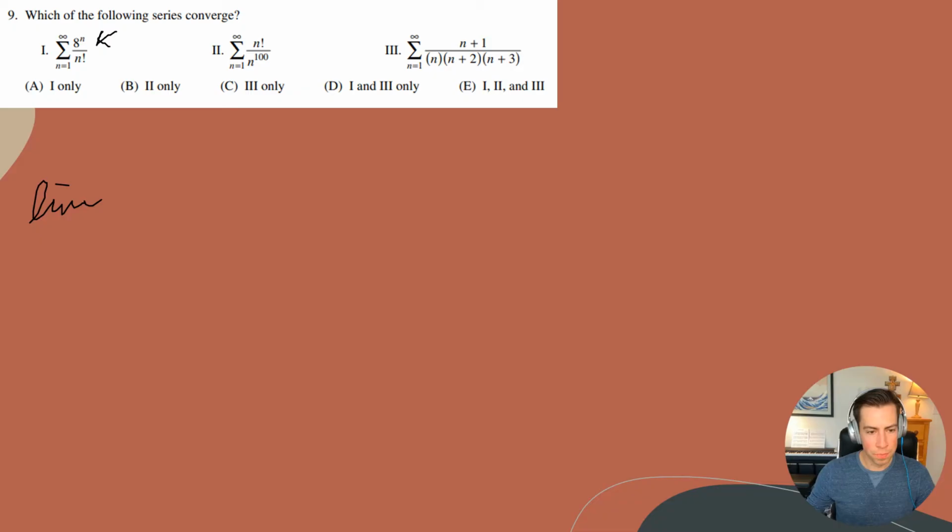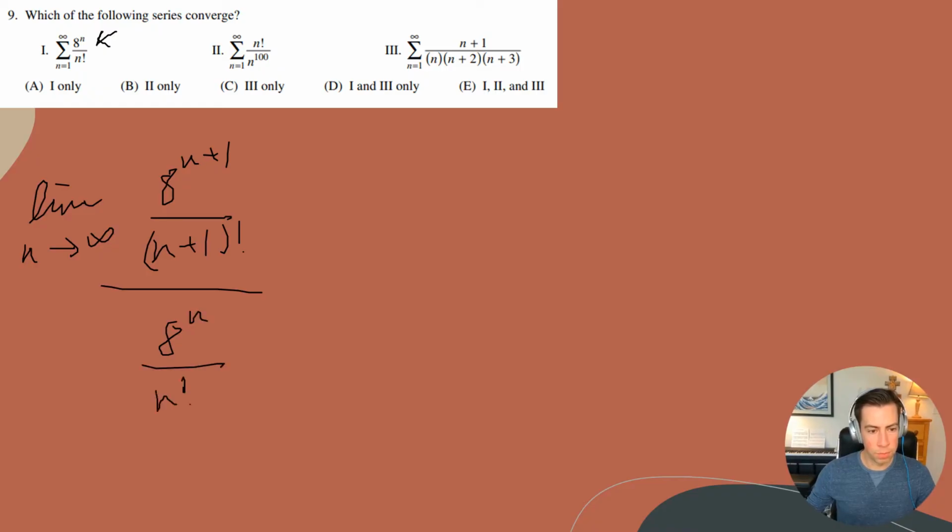If you'll recall, I'm going to take the nth plus 1 term and then divide it by the nth term and see if the ratio converges to some finite value. So I will have 8 to the n plus 1 over n plus 1 factorial, and then I'll divide that by 8 to the n over n factorial. Sometimes it can get a little bit messy trying to simplify this, so let me walk you through step by step. I'm going to split up this fraction, so I'll have 8 to the n plus 1 over n plus 1 factorial.